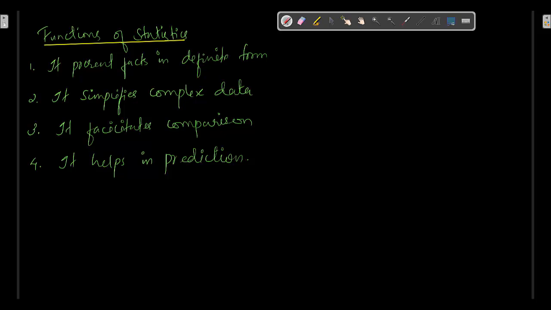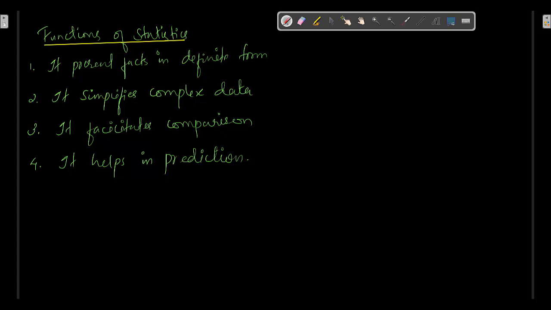The fourth one is it helps in prediction. Records of past and present data help to predict the trend in future. It also helps in rectifying mistakes done in the past to have a higher level of efficiency in the future. When you maintain facts and figures, you will know what mistakes you have made in the past and you will not repeat them again. So it helps you bring about a higher level of efficiency in your future as well. That's how it helps in prediction.